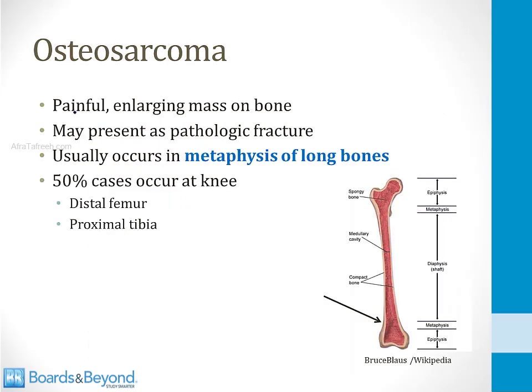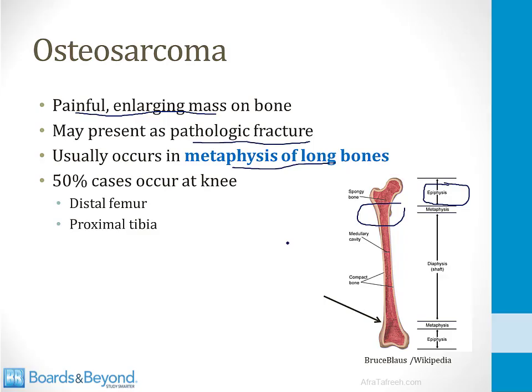Osteosarcoma may present as a painful enlarging mass on a bone. It may also present as a pathologic fracture. And it usually occurs in the metaphysis of long bones. So shown on the screen is a drawing of a long bone. The metaphysis is the widening of the bone right before the end of the bone, which is the epiphysis. This is where osteosarcoma classically occurs.